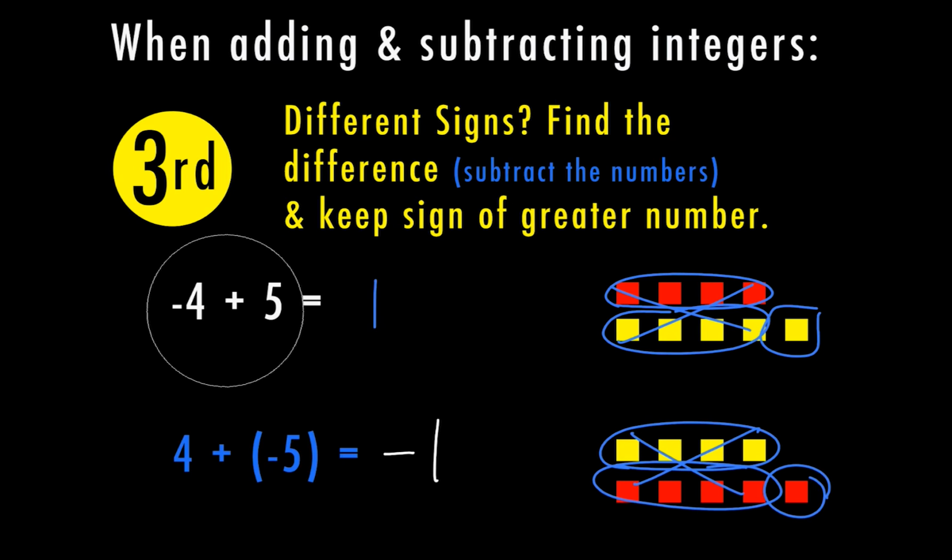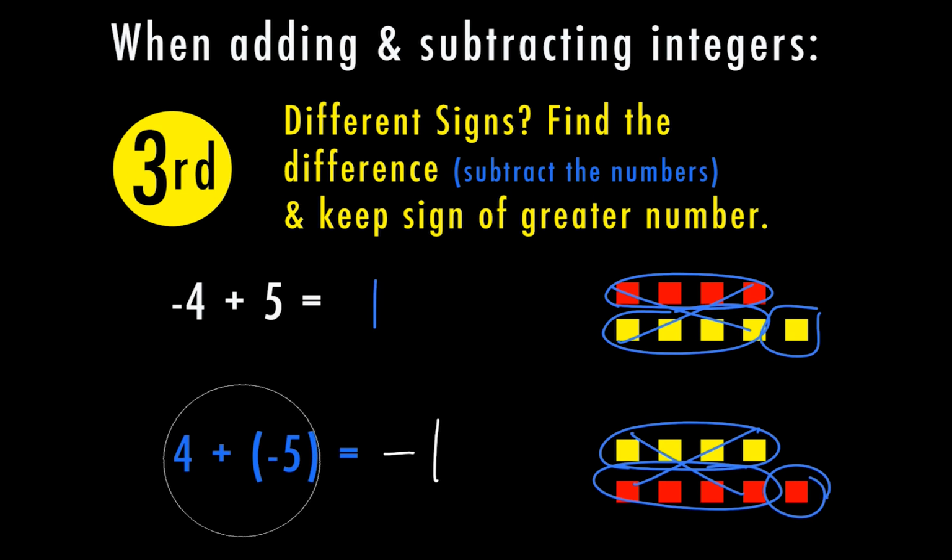So here in the first one, I had negative 4 plus 5. They have different signs, so I subtract. Well, 5 minus 4 is 1. The greater number here is 5, and it's a positive, so my answer is going to stay positive.